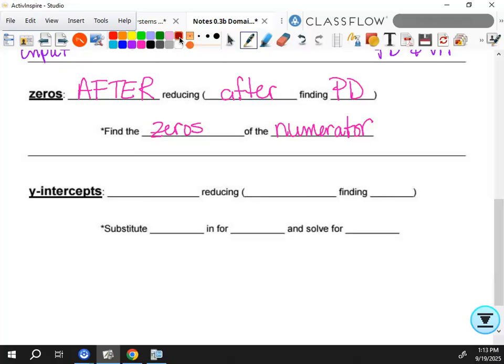Now for zeros or our x-intercepts, we can have 1, 2, an infinite amount, whatever. But y-intercepts, how many can I have of those? Just one, because if I have more than one, then it's not a function, right? Think about that. If you have more than one y-intercept, it's not going to pass that vertical line test, right? So you can only have one y-intercept if you have one. Sometimes we might not have one. So we also do this after reducing, which means after finding PD.